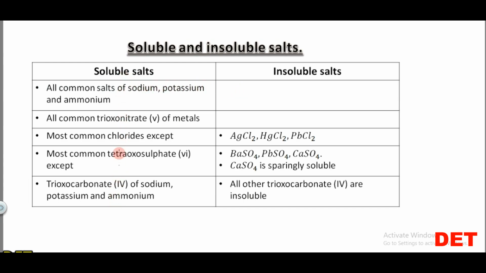These are the examples of soluble salts, and these are the examples of insoluble salts. So the first point here is that all common salts of sodium, potassium, and ammonium are soluble salts. Examples of soluble salts, that are salts that can dissolve in water. All common salts of sodium, of potassium, and of ammonium can dissolve in water. They are soluble salts.